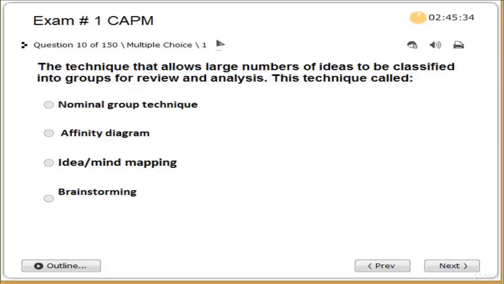The technique that allows large numbers of ideas to be classified into groups for review and analysis. This technique is called nominal group technique, affinity diagram, idea and mind mapping, or brainstorming?